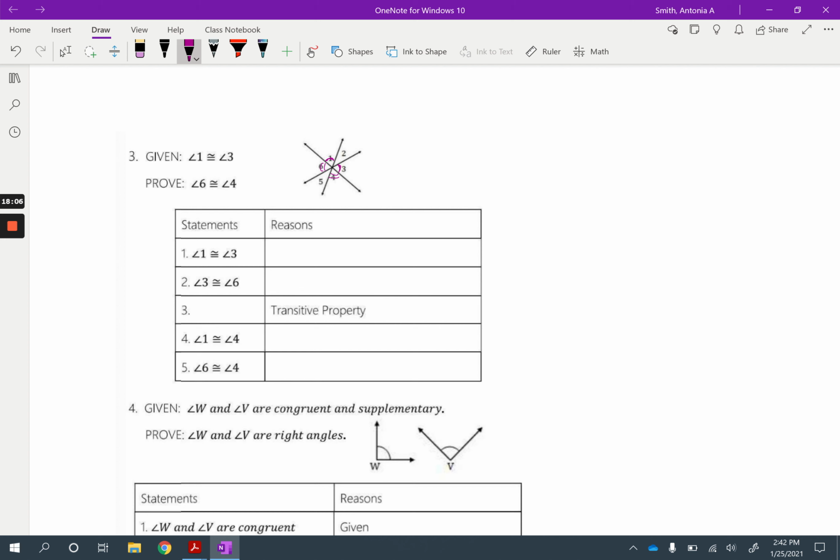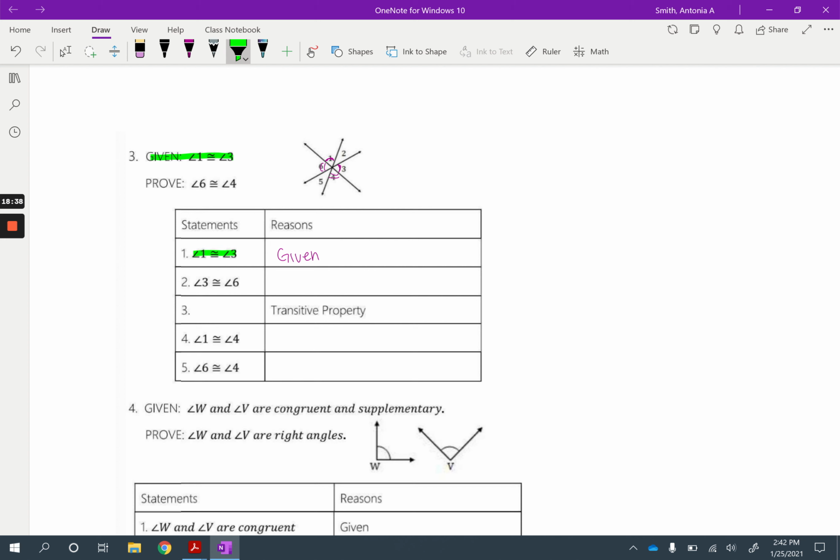On this one, they give us almost all the statements, and we have to fill in the reasons, except for number 3. We have to give the statement for the reason that they gave us. So the first statement, angle 1 is congruent to angle 3. Whenever you do a proof, it's safe to say you're always going to start with the given information. See, this given, angle 1 is congruent to angle 3, is the same.